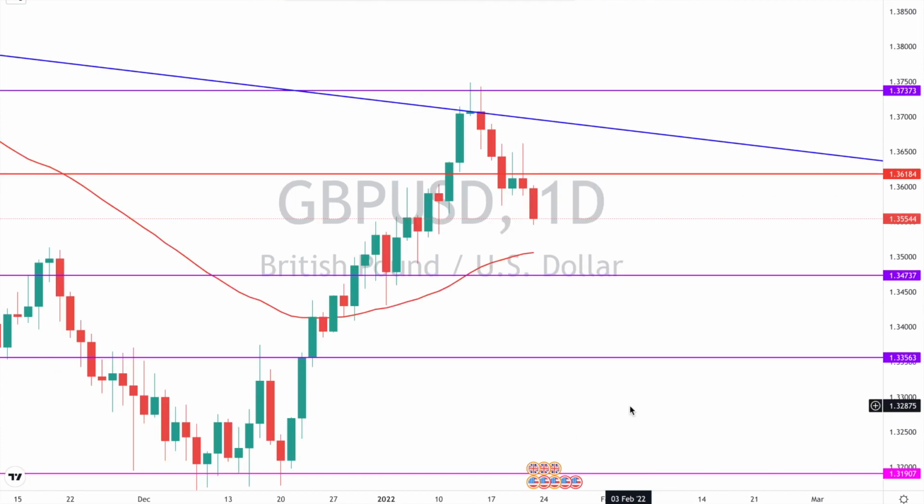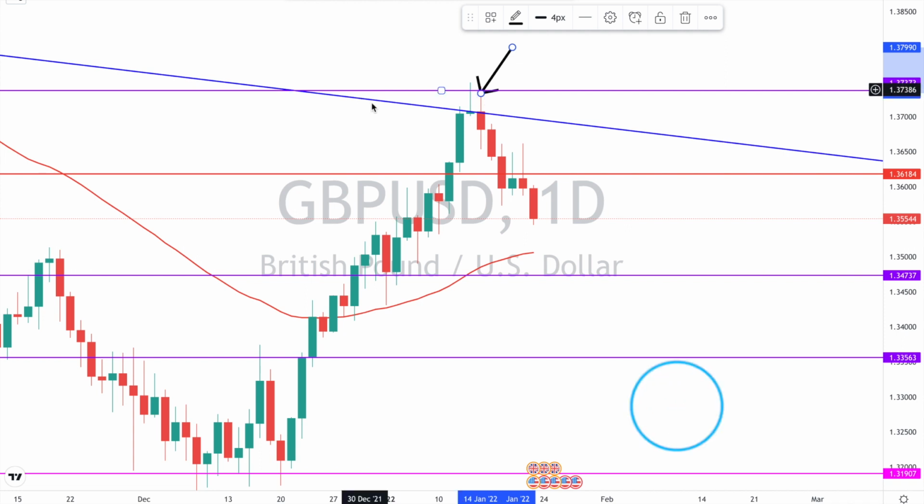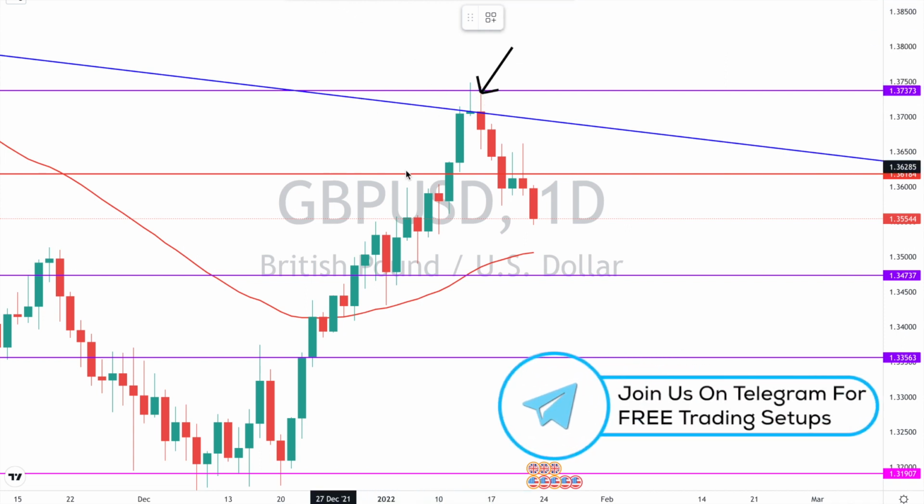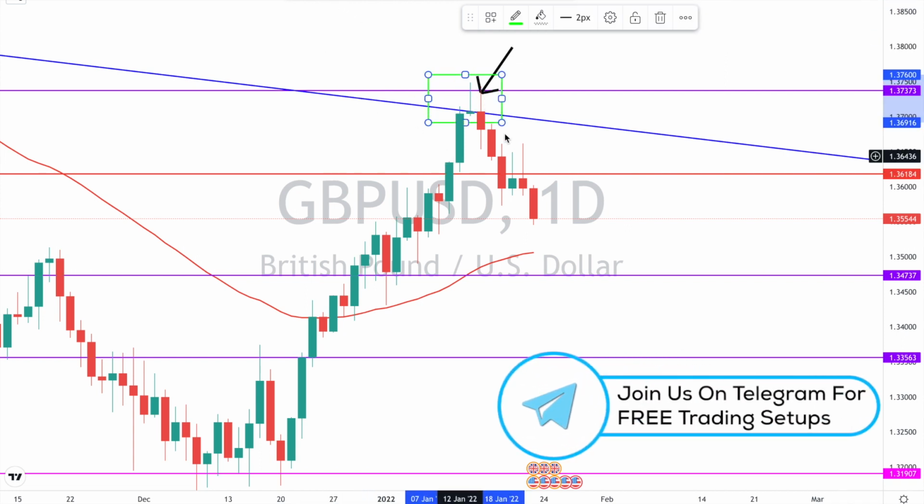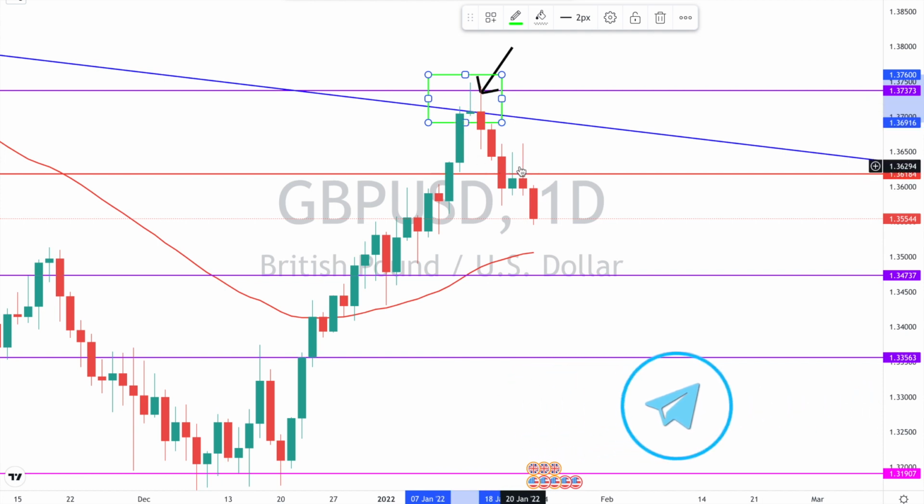Here is pound-dollar daily time frame, and on the given time frame we received a perfect momentum loss right at a key weekly level right here and at a trend line. So it tells us that the price rejected our area of high confluence and proceeded down. So it's actually a picture perfect momentum loss setup.